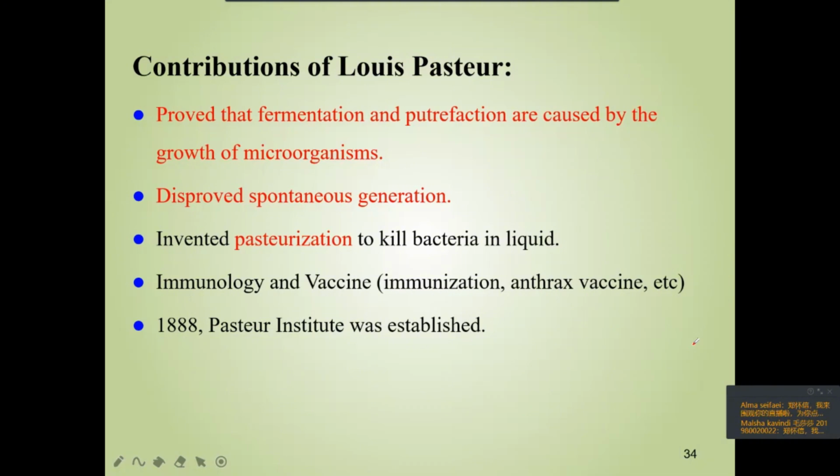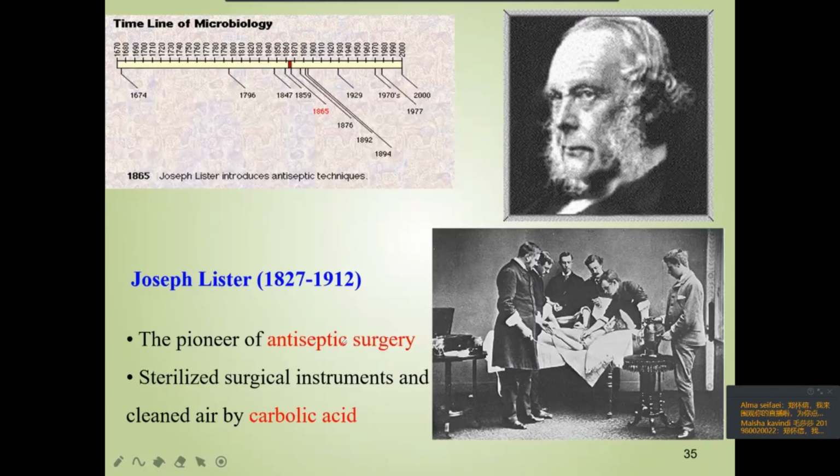Another big guy is Joseph Lister. Joseph Lister was a surgeon. He was a doctor. And he was the pioneer of antiseptic surgery. He used a chemical called carbolic acid. Carbolic acid, another name of this acid is phenol, to sterilize surgical instruments and clean the air in the surgery room. And it's very useful.